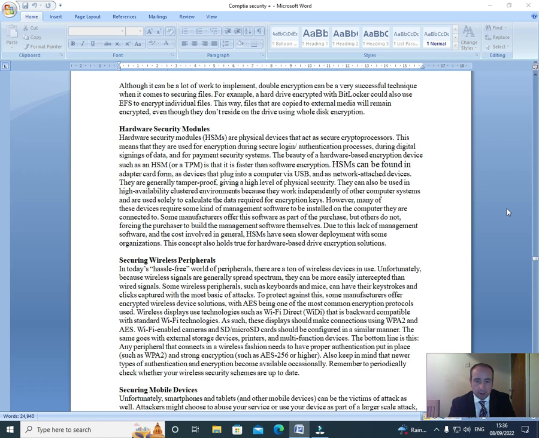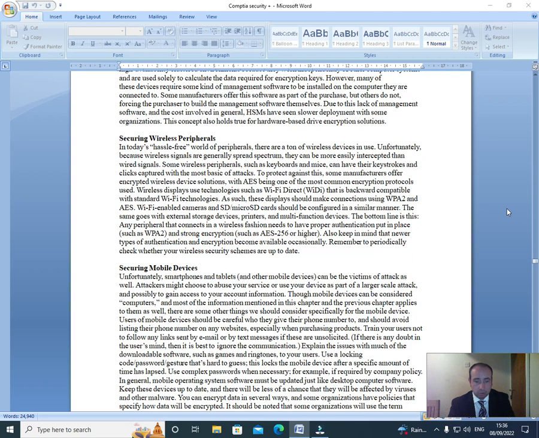However, many of these devices require some kind of management software to be installed on the computer they are connected to. Some manufacturers offer this support as part of the purchase, but others do not, forcing the purchaser to build the management software themselves. Due to the lack of management software and the cost involved in general, HSMs have been slower to deploy with some organizations. This concept also holds true for hardware-based drive encryption solutions.